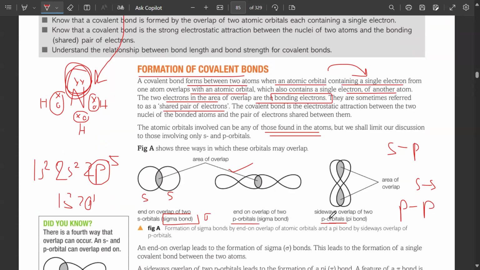When p orbitals bond together, pp and pp, there are two ways they can bond. Head-on collision, it's also going to form a sigma bond. But if there is sideways overlap, it is going to form a pi bond.